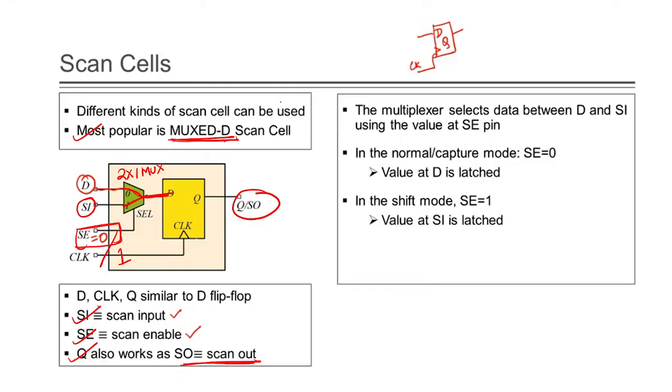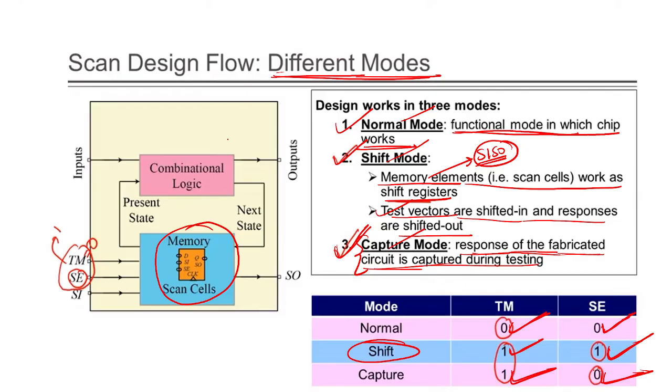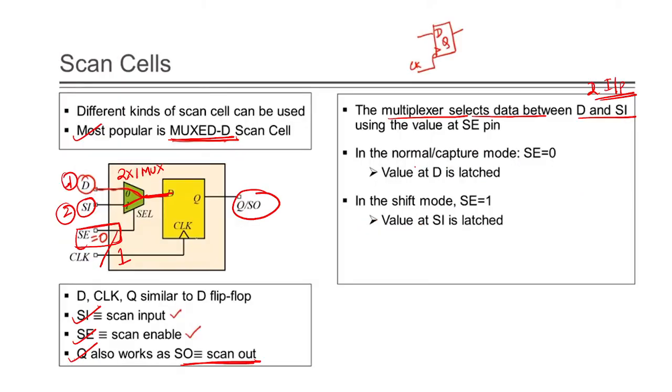If you see, the multiplexer selects between two inputs. What are the inputs? These are the two inputs: D input and scan input. It will be operated in two modes, normal or capture mode. Normal or capture mode means you need to make SE equal to 0. SE equal to 0 means whatever the value of D is, that is latched.